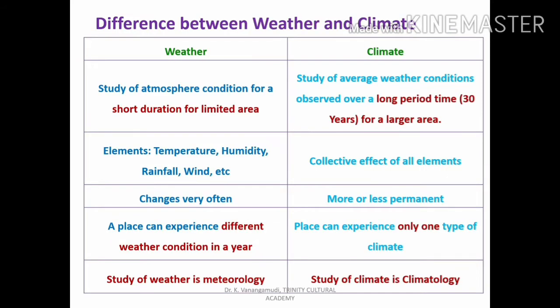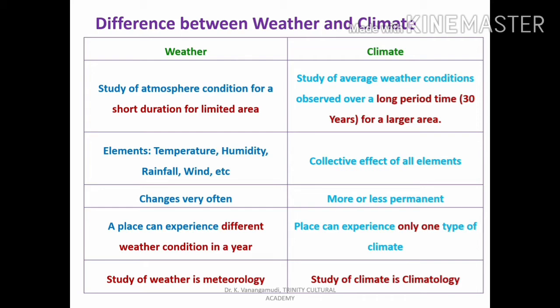Well friends, let us now discuss the difference between weather and climate. Weather is the study of atmospheric conditions for a short duration, for a limited period. Elements like temperature, humidity, rainfall and wind are observed in weather. Weather changes very often. A place can experience different weather conditions in a year. The study of weather is meteorology.